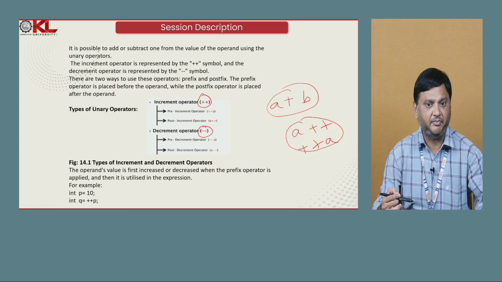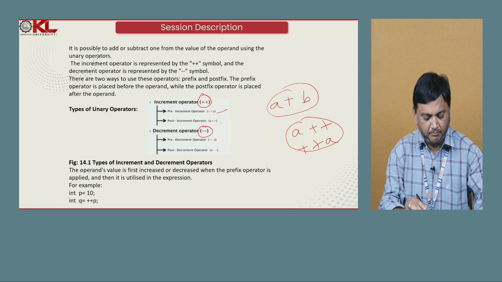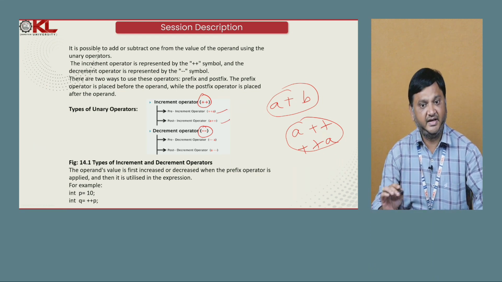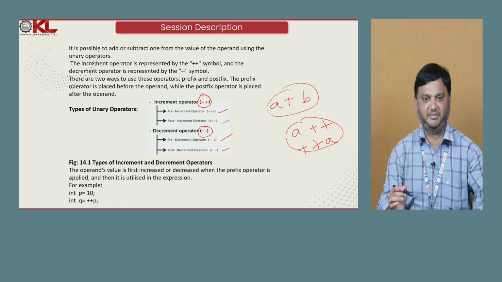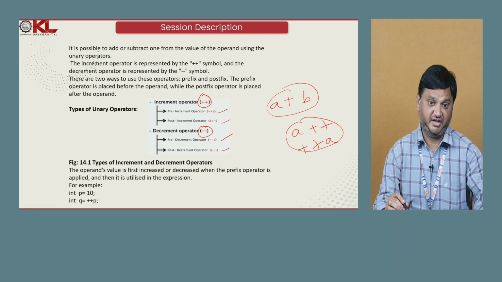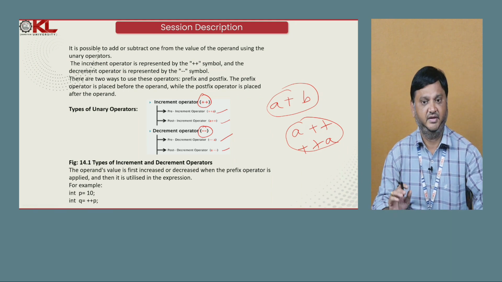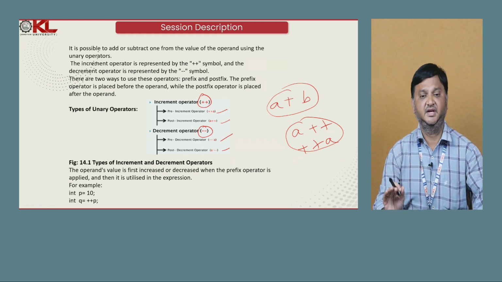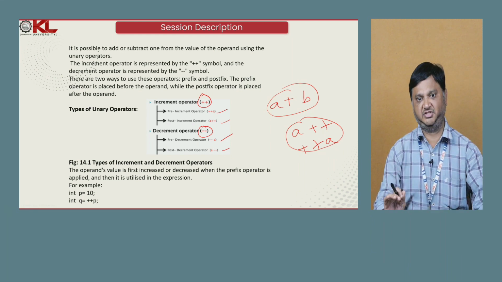Again, the increment operator is divided into 2 types. One is the pre-increment, the other one is the post-increment. And the decrement also is divided into 2 types, pre-decrement and post-decrement. Let us see the difference between a pre-increment and a post-increment, and a pre-decrement and a post-decrement. Remember, my dear students, incrementing is increasing a value by 1, decrementing is decreasing a value by 1. Now let's see the difference between pre-increment and post-increment.